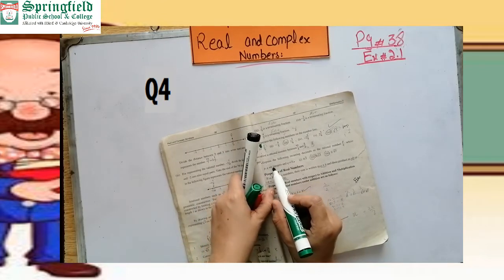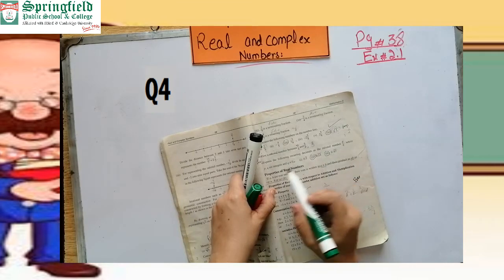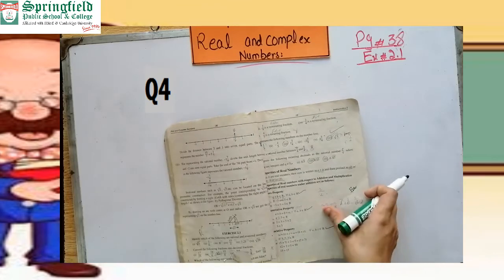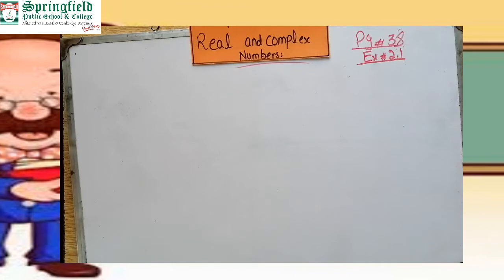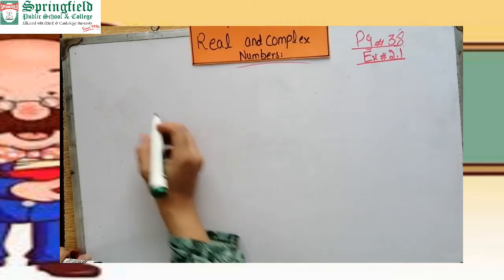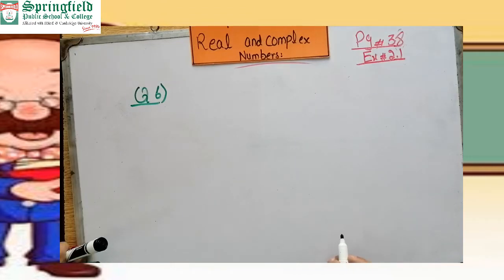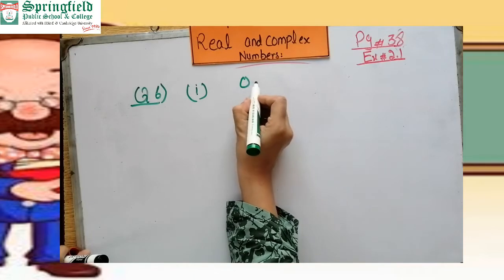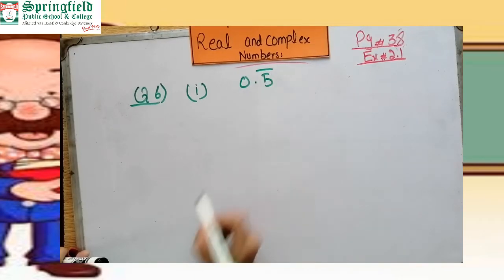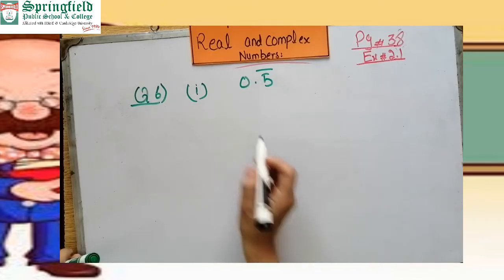Now come to question number 6, the last question. Express the following recurring decimals as rational numbers p by q, where p and q are integers and q is not equal to 0. So 0.5 bar, 0.13 bar, 0.67 bar. How can we represent them in fraction form? I will do the first part, 0.5 bar.